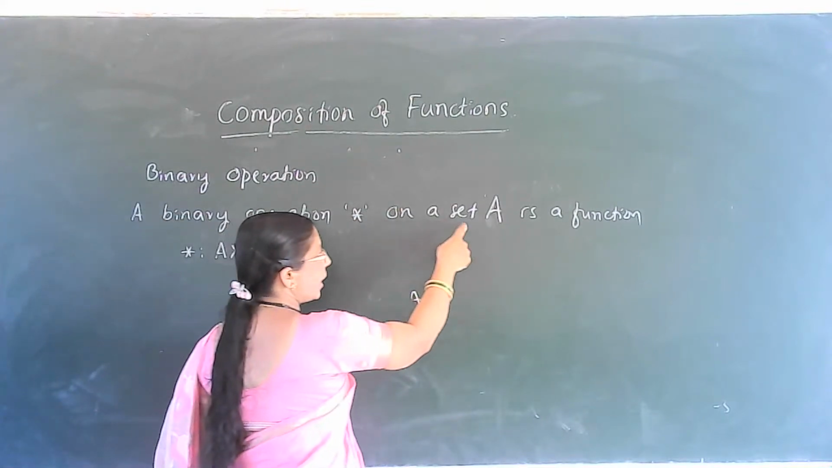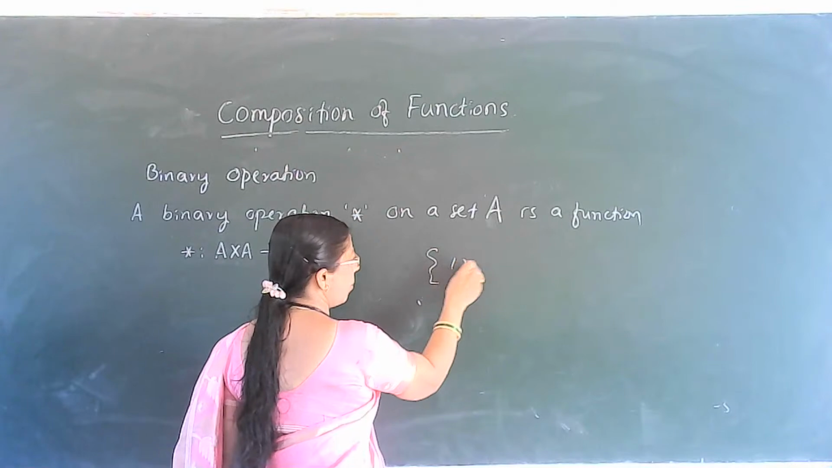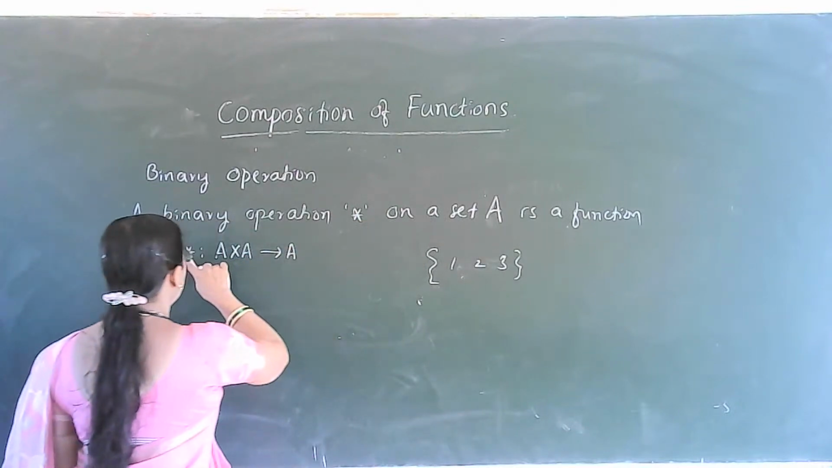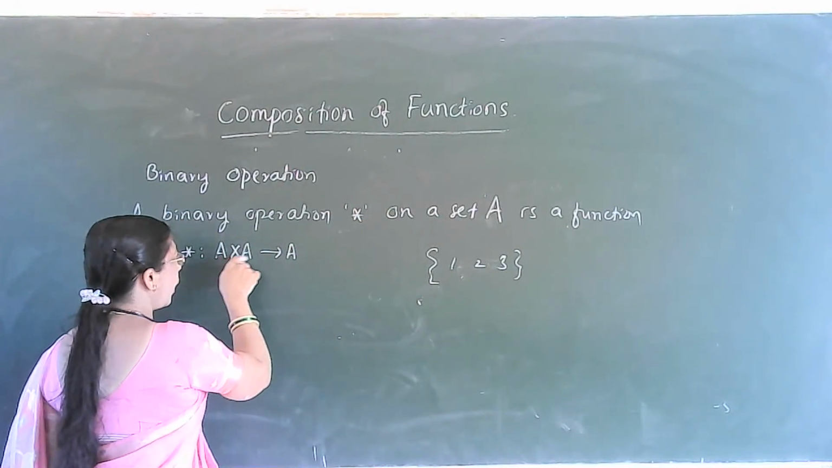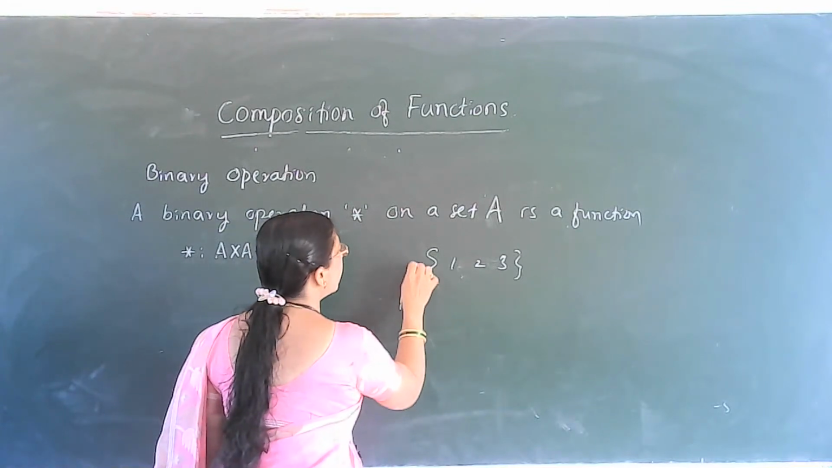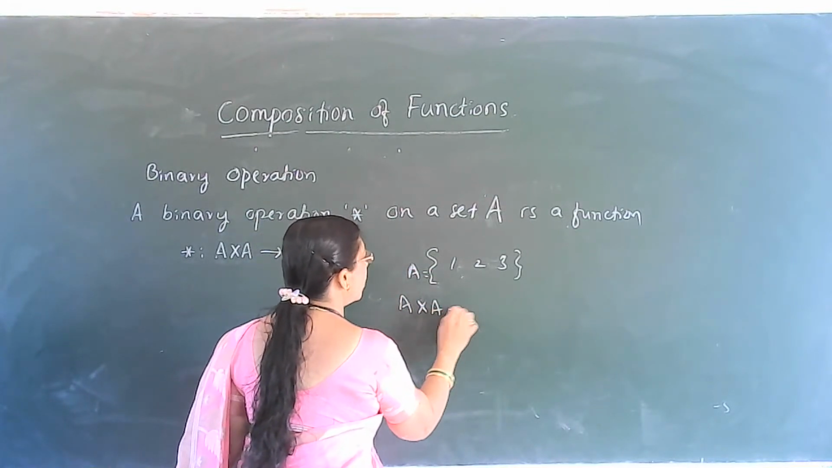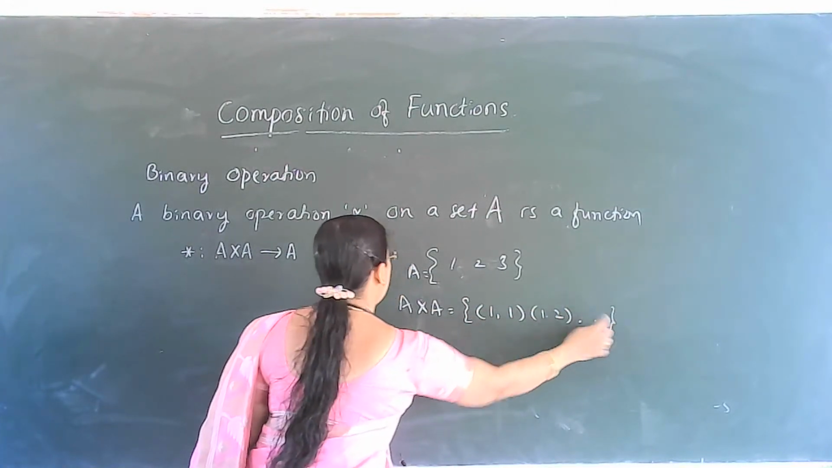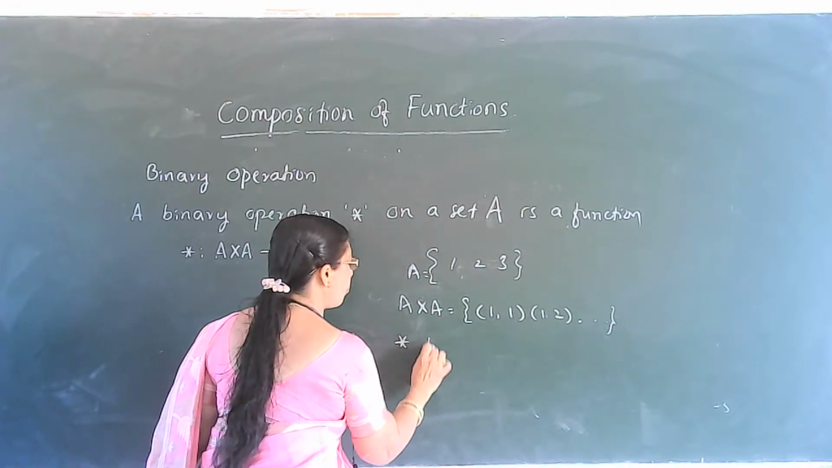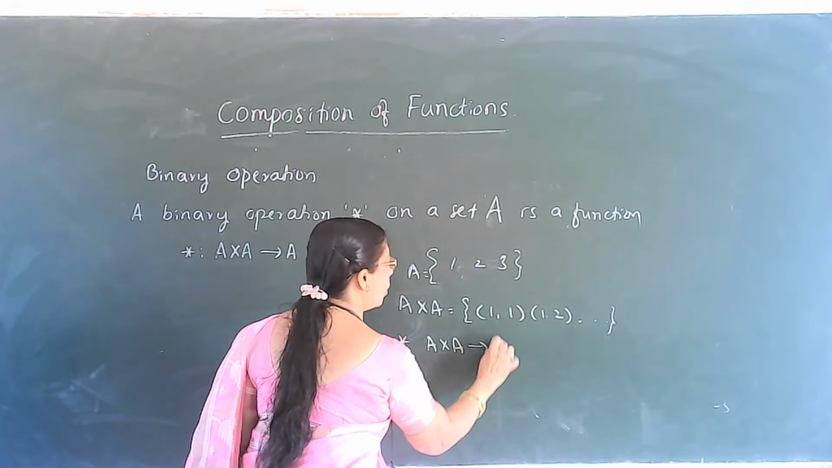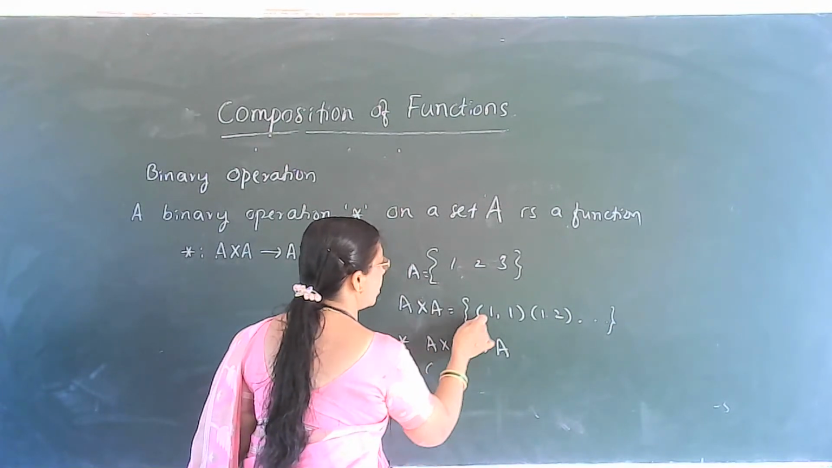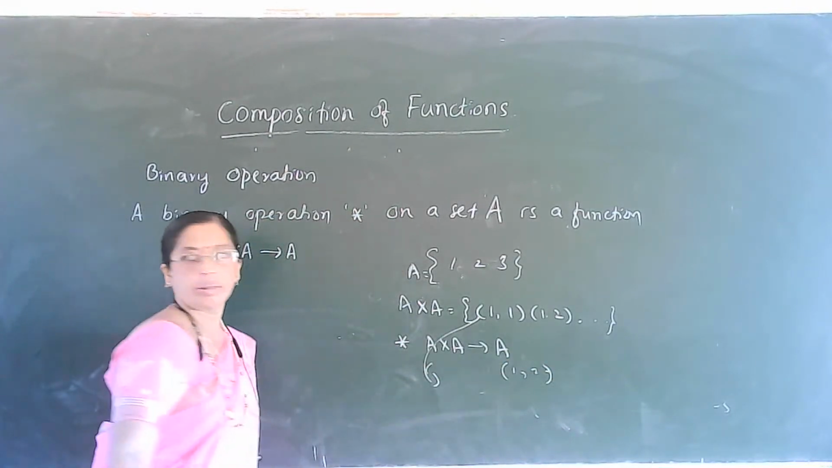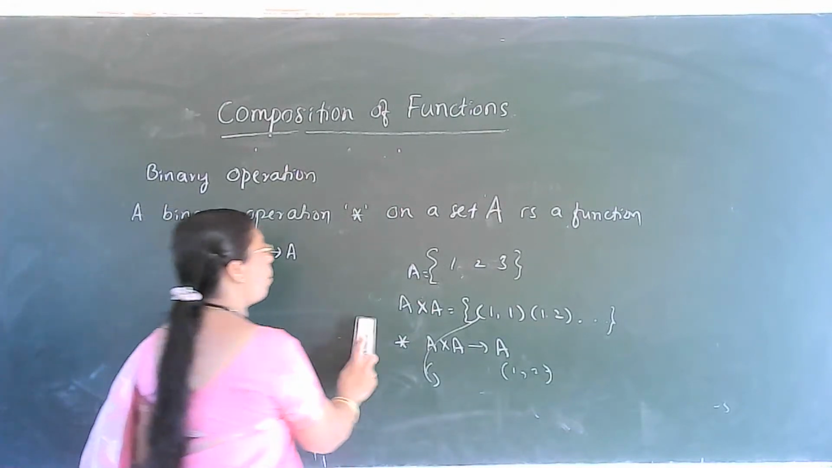Star is an operation on a set A, where A is a set with some elements, like 1, 2, 3. Star is a function from A cross A to A. A cross A consists of pairs like (1, 1), (1, 2), etc. If the result belongs to this set A, then only is it a binary operation.